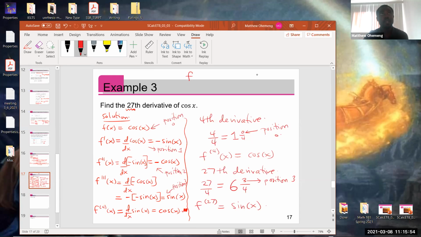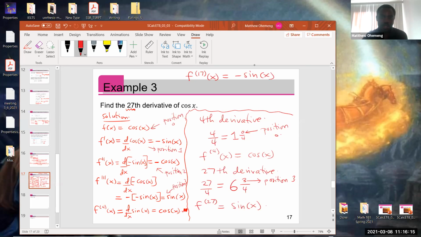Let's try 17. What will be the 17th derivative? Can anyone please help us with this? Anyone? Negative sine of x. Negative sine of x? Yeah, that's perfect. That's true. Thank you.